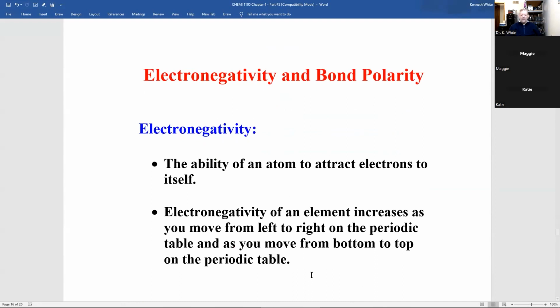Now, let's talk about another thing. And I'm going to be talking about this throughout the semester, but I'm not going to ask on a test what it is. But other courses, you may need to know this. Now, let's talk about electronegativity and bond polarity. Again, click, will this be on a test? No, but you really should know it.